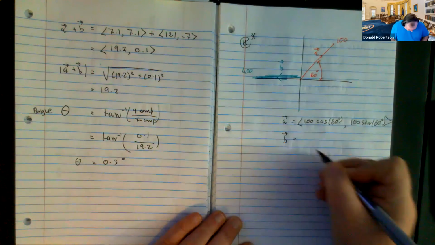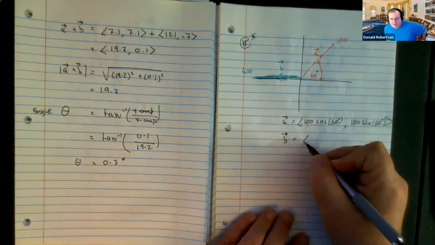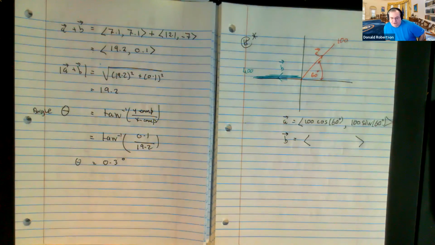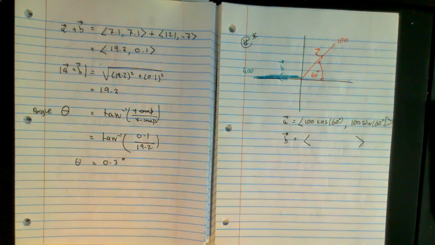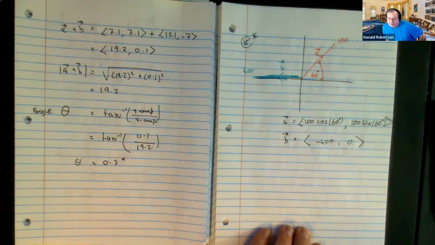I do not need any calculation at all, which is why I kind of wanted to do this one before we left. I know exactly the components of vector B just because I can see it in the picture. What are they? Negative 400, 0. Does that make sense? Now, if I wanted to do a formula, wouldn't it be the cosine of 180 and the sine of 180? And it would get you these two.